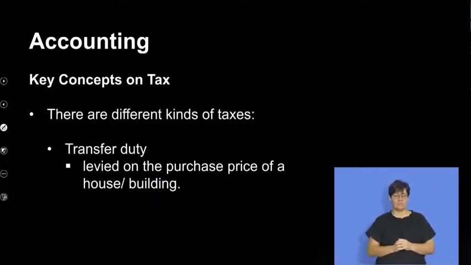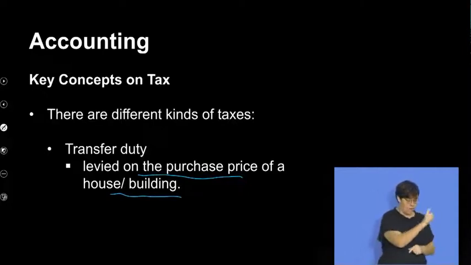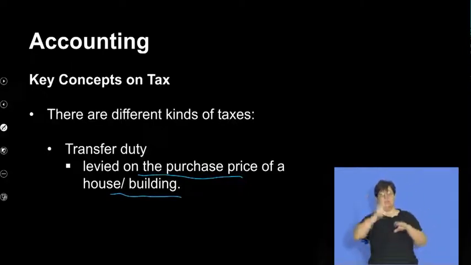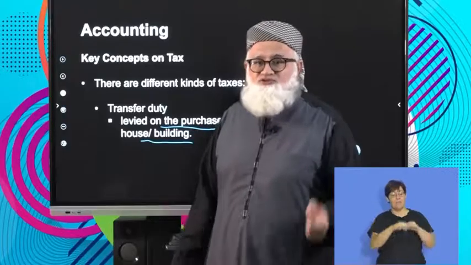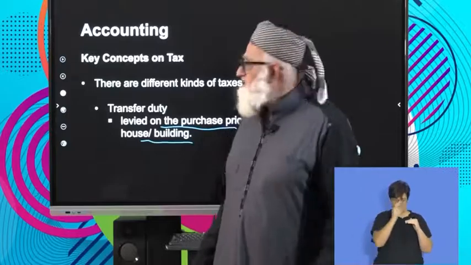Then you get transfer duties. It's levied on the purchase price of a house or a building. That fee also is adjusted from time to time. Once the value of a property is above a certain amount, you have to pay a transfer duty, which is also a tax that is levied by the state.